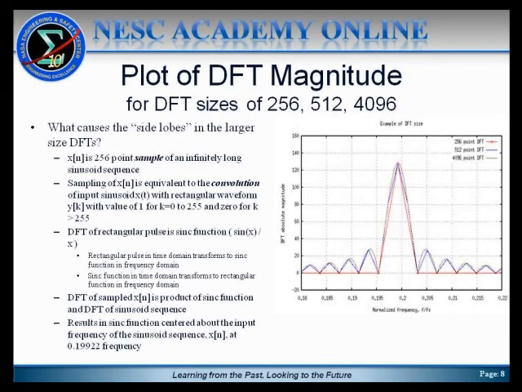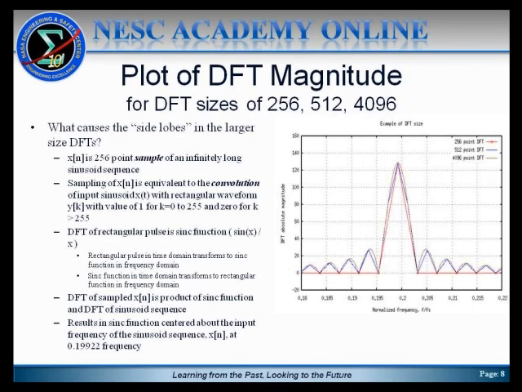And so the DFT of the samples of that infinitely long sequence is actually the product of the DFT of a sinc function and a DFT of the sinusoidal sequence. What that results in is basically a sinc function that's centered about the input frequency of that sinusoid. And that's exactly what you see over on the right for the blue line and the darker brown line, where you start to see what looks kind of like a sinc function centered around 0.19922.